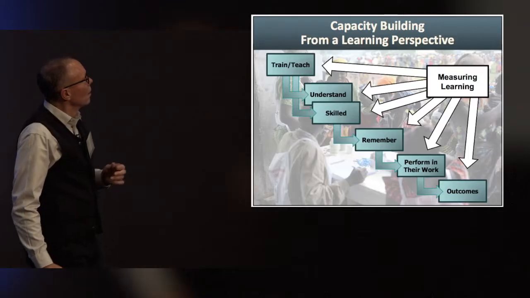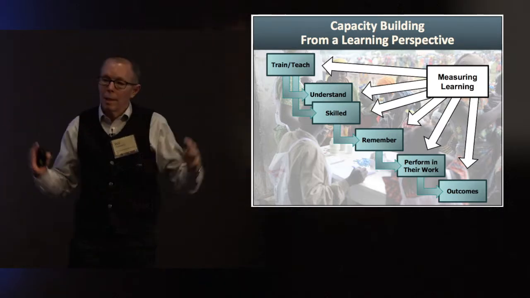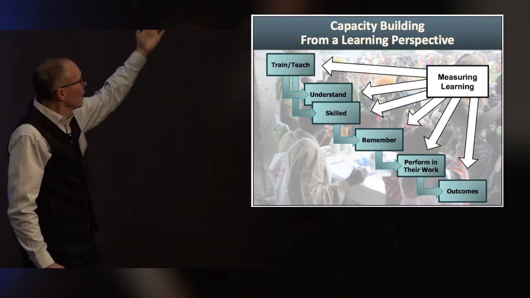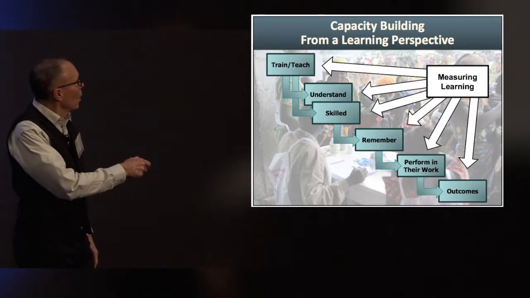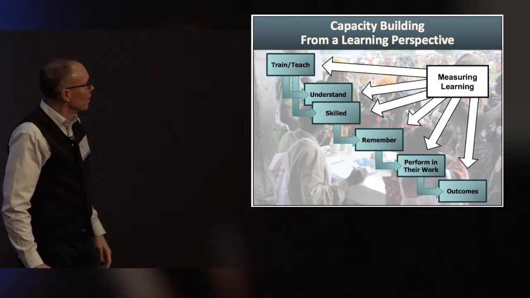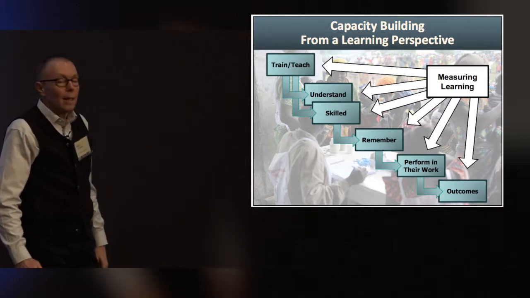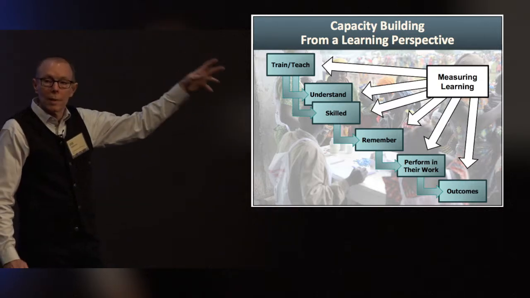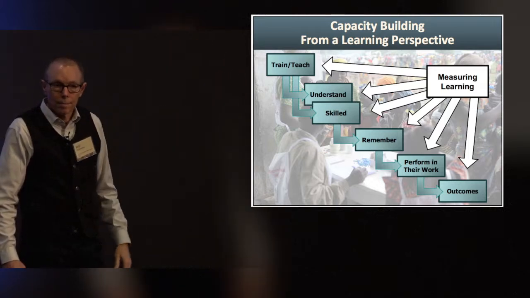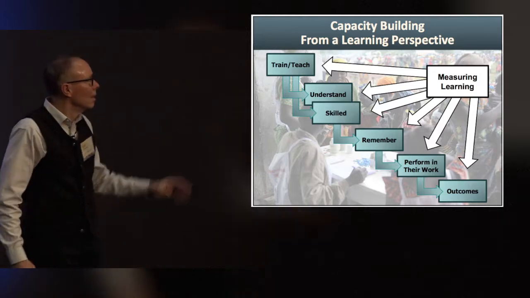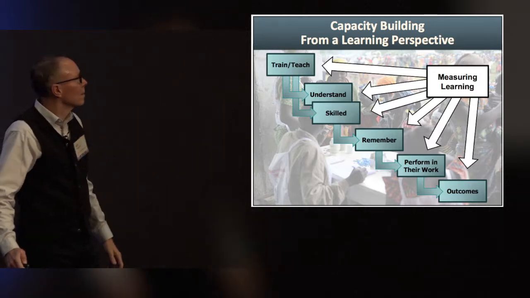Okay. So, I presented this complicated model, but I want to bring it down to capacity building and create something a little more straightforward. So we train and we teach, and then our learners hopefully understand and become skilled, and then they remember when they're in their work site, and then they perform their work, and they get the outcomes that we hope for. And when we think about measuring learning, we can think about measuring all these things. Now, obviously today in our 60 minutes, we're not going to be able to cover the whole thing, but there are opportunities in all these areas.